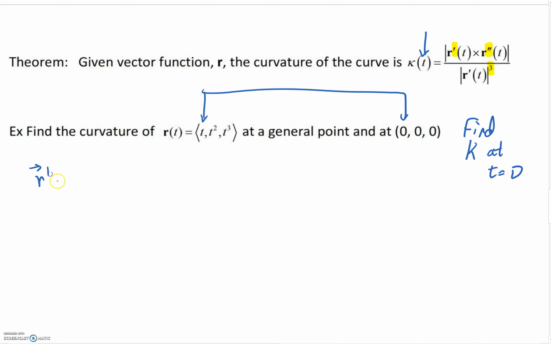So r prime, if we were to take a derivative real quickly, I think you could see things are going to work out nice and quickly. You can see we'd get a 1, a 2t, and a 3t squared. If I wanted to find a second derivative, well, that's really not so bad either. We can say that 0, the derivative of 2t is a 2, the derivative of 3t squared, that's a 6.